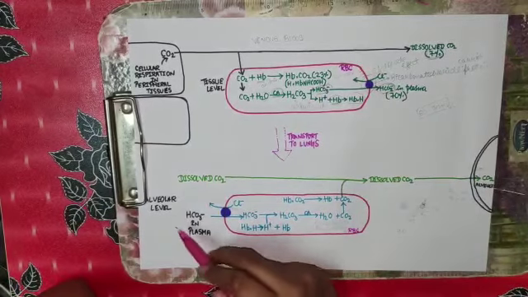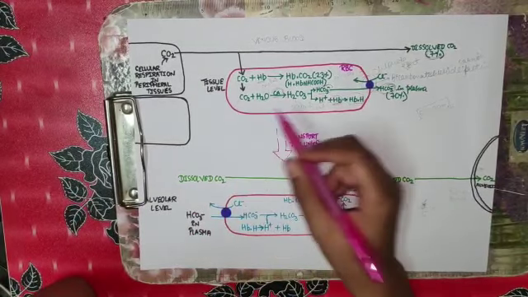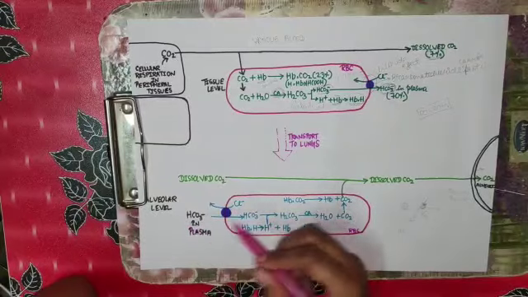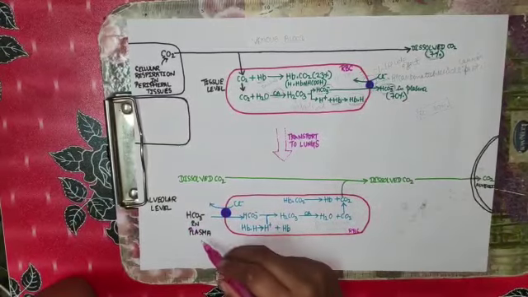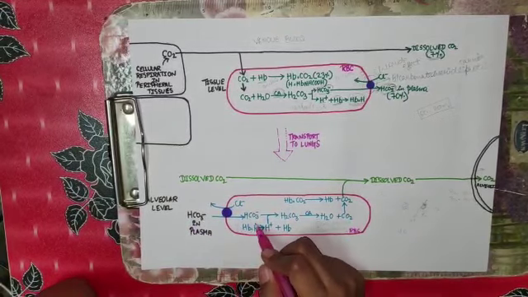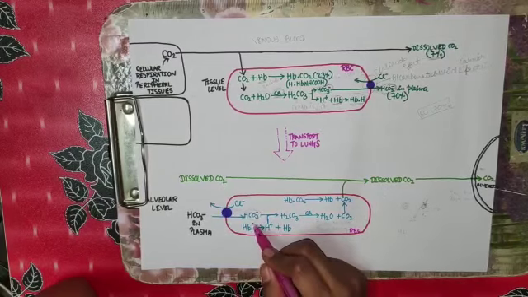So now looking at the alveolar level, this was what I explained at the tissue level. Next, moving to the alveolar level, the bicarbonate in the plasma has reached right here, and now how this will enter here. Now I will explain why it has entered the RBC.